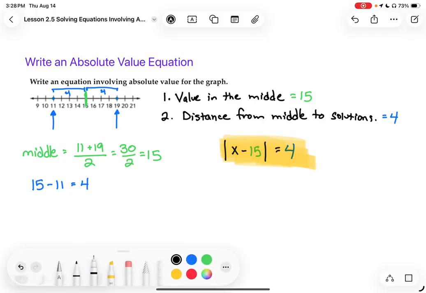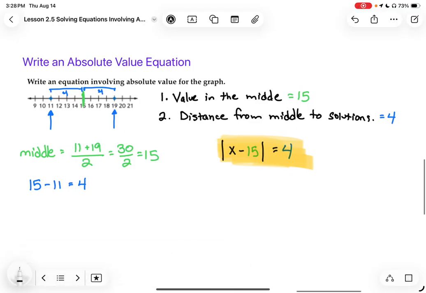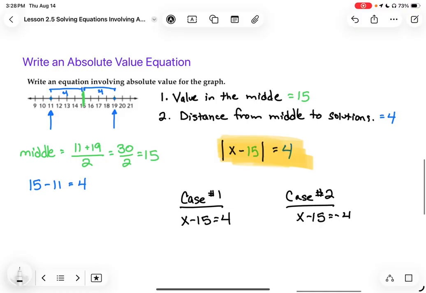Remember that the answer to an absolute value equation has two solutions, one positive and one negative. So either, case number 1, x minus 15 equals positive 4, or case number 2, x minus 15 equals negative 4. That's how we solve these.